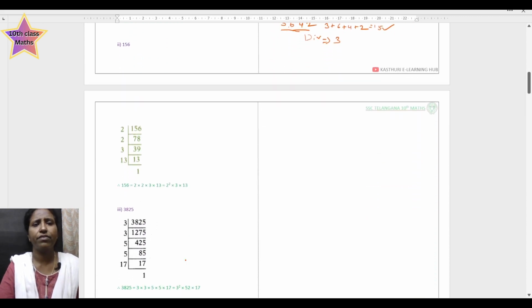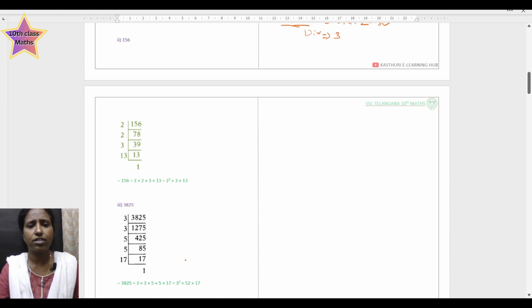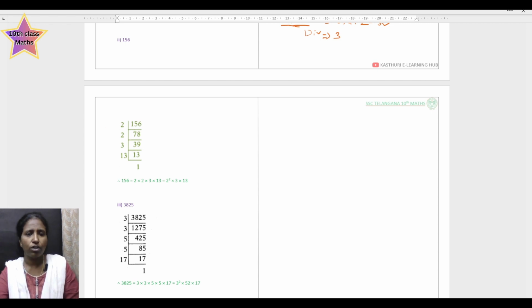156. If you see, the last digit is 6. 6 is divisible by 2. Therefore, we will do with 2. 156 divided by 2, you get 78. Okay, if you see 78, last digit again 8. This is also divisible by 2. So again, if you divide 78 by 2, you get 39.